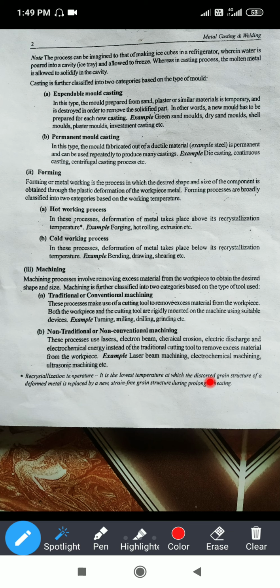In industries nowadays, which machining methods are being used? There are two different ways being used for machining purposes. One is traditional or conventional machining. The second one is non-traditional or non-conventional machining.